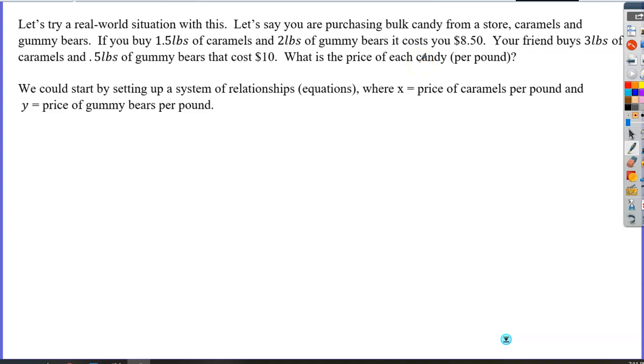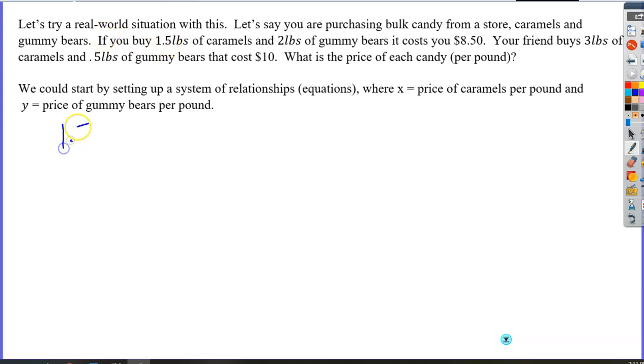Okay, so we know how many pounds we're buying and how much it cost us, but we didn't know how much each one, the price of each one. That's what we're trying to figure out. So first we're going to set up a system of relationships or equations, and we're going to let X be the cost of caramels per pound and Y be the cost of gummy bears per pound. So, okay, let's do you first.